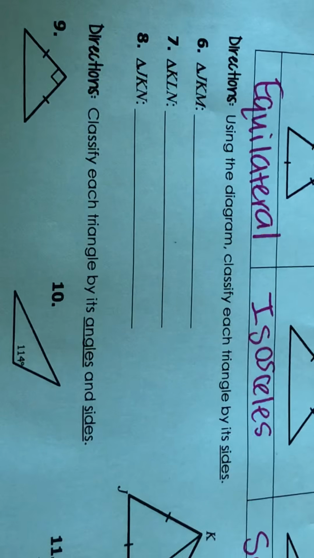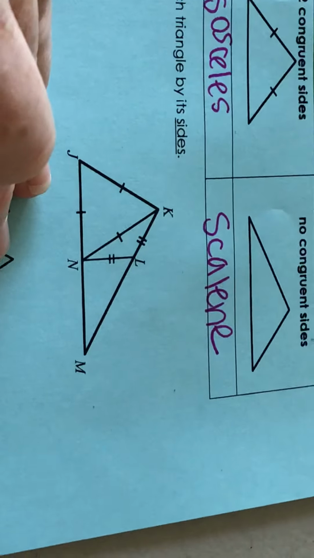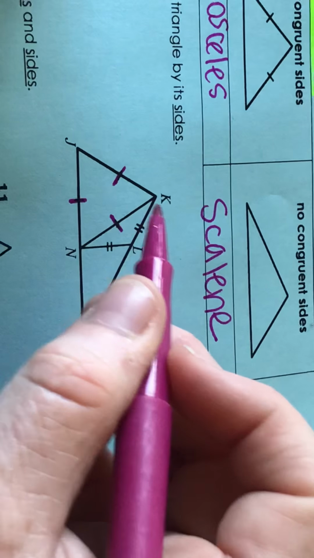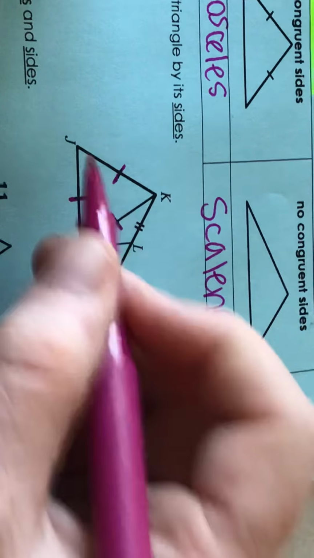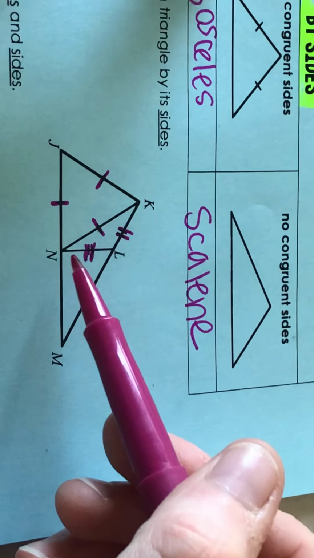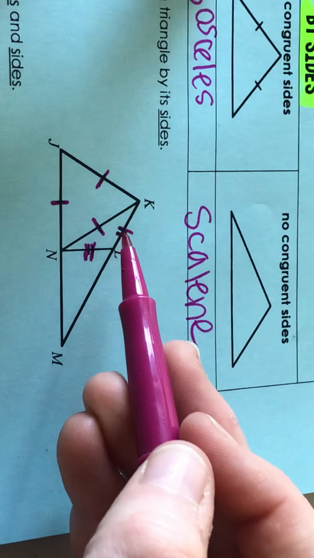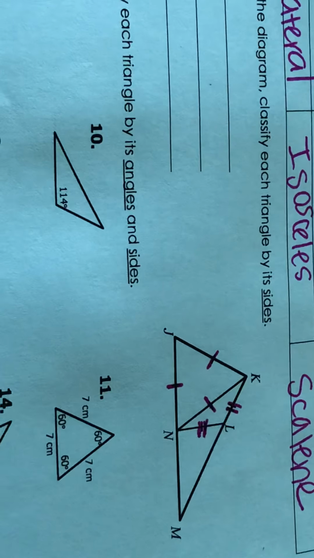Okay? So now we're going to classify each triangle by its sides, and let's talk about the diagram first. So similar to the angles, if any side has 1 tick mark, that means those are all the same. Okay, so JK is congruent to KN, which is congruent to NJ, or JN, same thing. But KL and LN both have 2 marks. Those 2 are congruent to each other. Okay, so anything with 2 marks would be congruent to those. All right, let's go and see what it's asking.